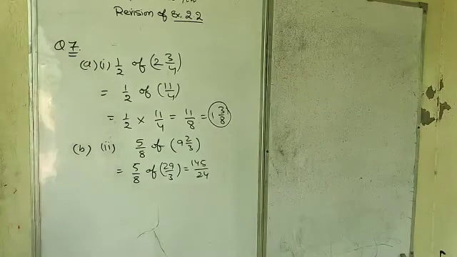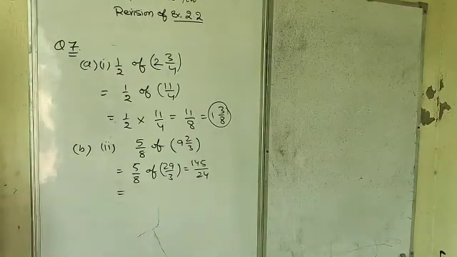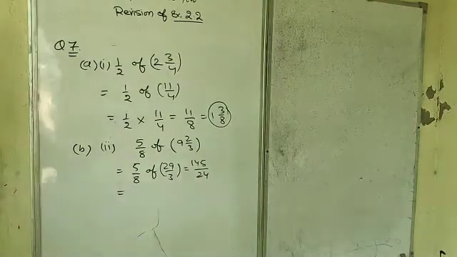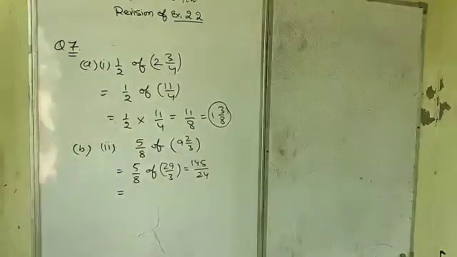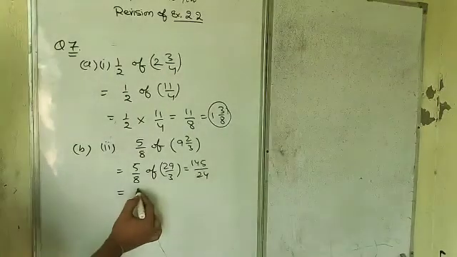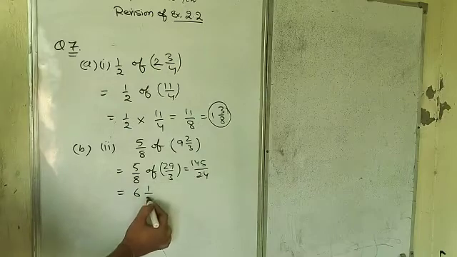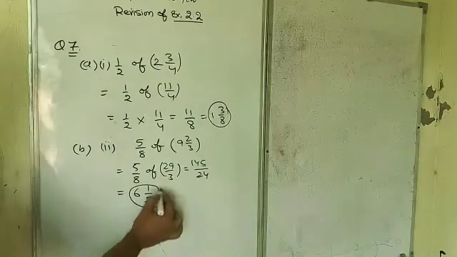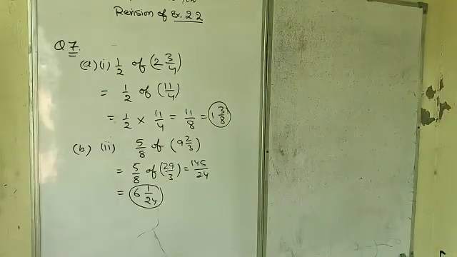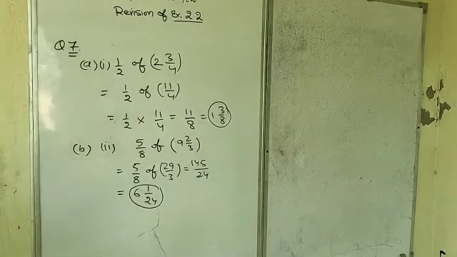Next, divide this and make it in the mixed fraction form. 24 sixes are 144, 1 remainder and 24. So 6 is to 1 by 24. This is your question number 7. Now come to question number 8.